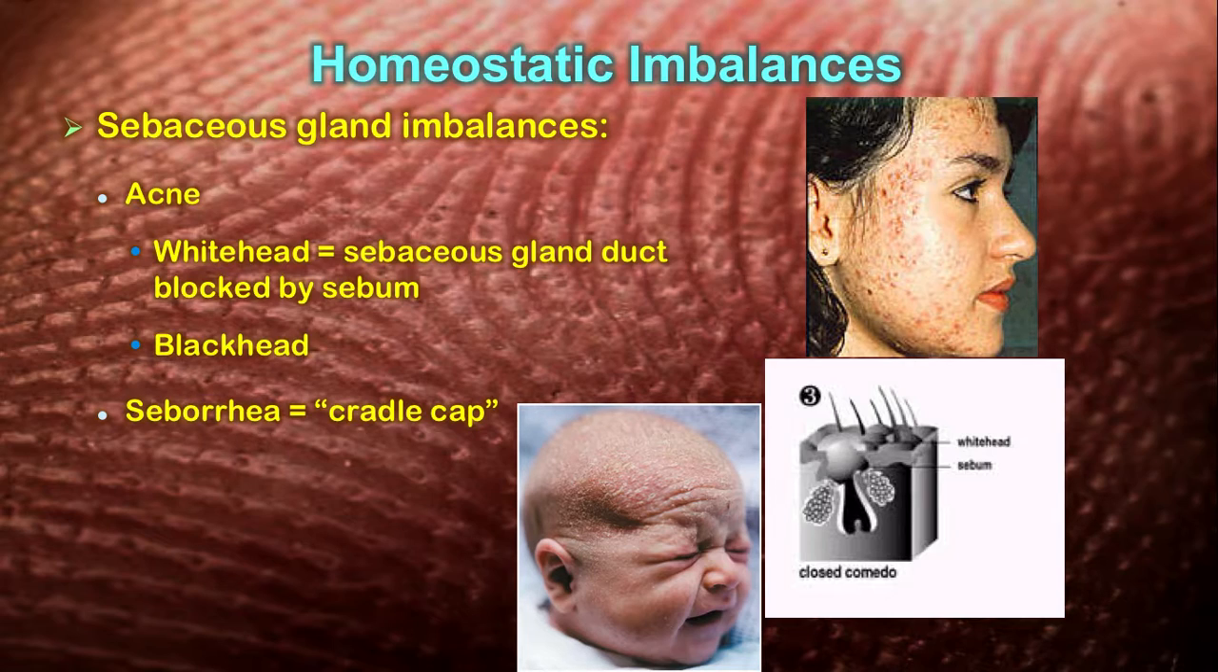Then in babies, there's something called seborrhea, where the sebaceous glands on the head overproduce that oily substance, which then dries and flakes off, and you end up with what we call cradle cap. It looks kind of gross. It looks like the baby's head is flaking and all dandruffy. But it's those sebaceous glands being overproductive. It's the same thing as dandruff in adults. Dandruff in adults is also overproductive sebaceous glands, where the sebum dries and flakes off.